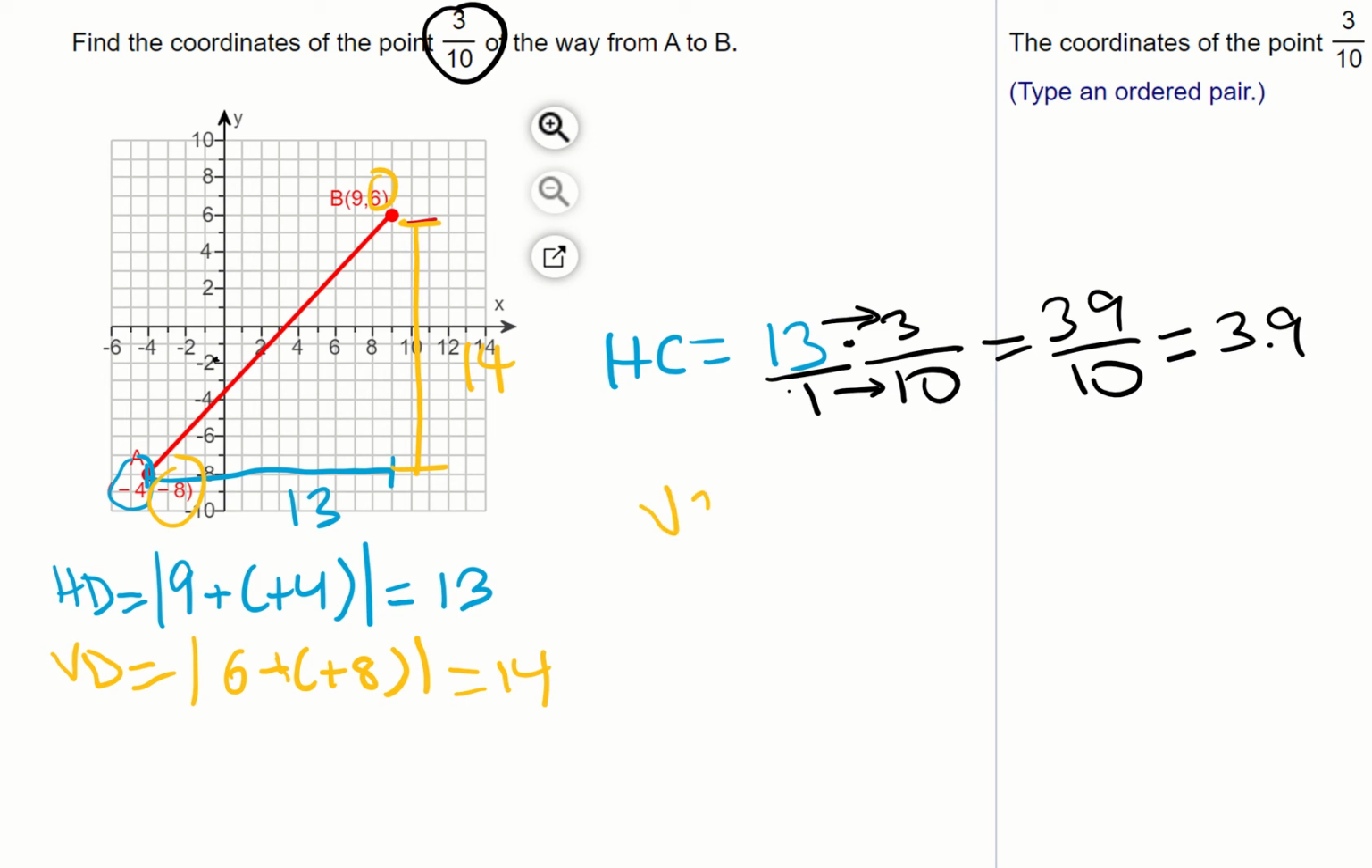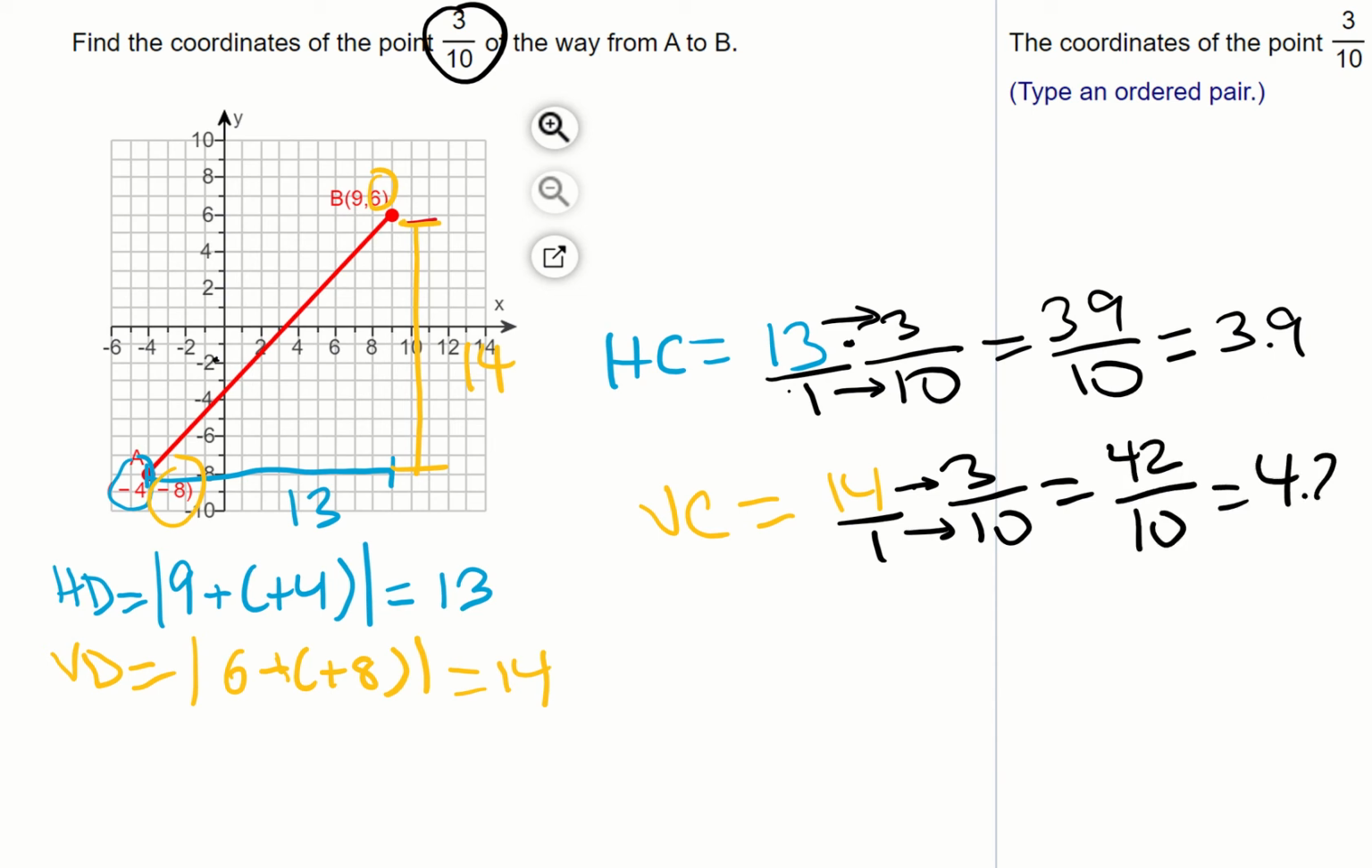Now we want to do our vertical change, which is going to be the 14 that we got earlier, times the fraction 3/10. Remember, put this over 1 and then multiply straight across. So 14 times 3, that's 42 over 10. So this is 4.2. So we got our horizontal change, we got our vertical change.